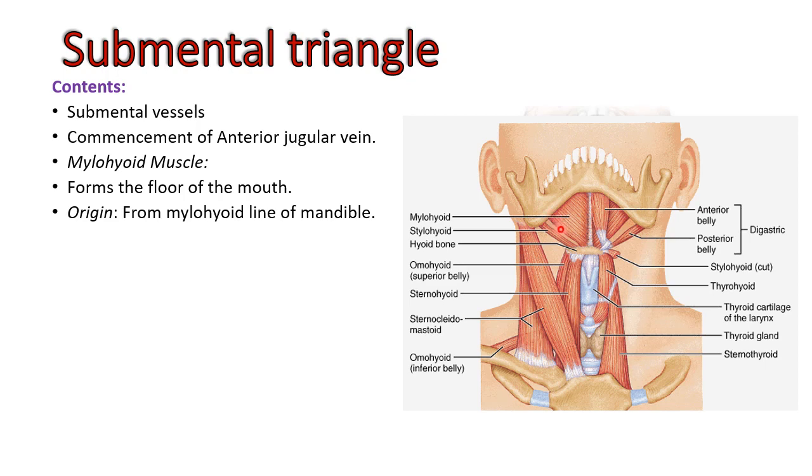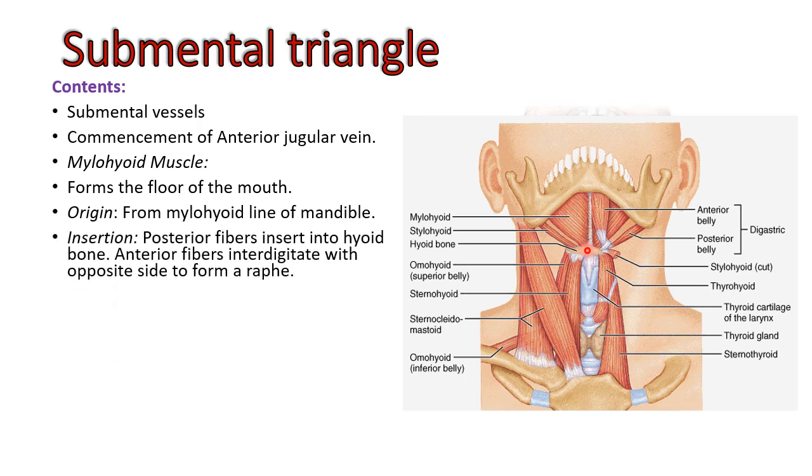The posterior most fibers attach directly to the upper surface of the body of the hyoid bone, whereas the more medial and anterior fibers converge in the midline to form a raphe. It forms a tendinous raphe, which extends from the symphysis menti to the hyoid bone. So that is the mylohyoid muscle.